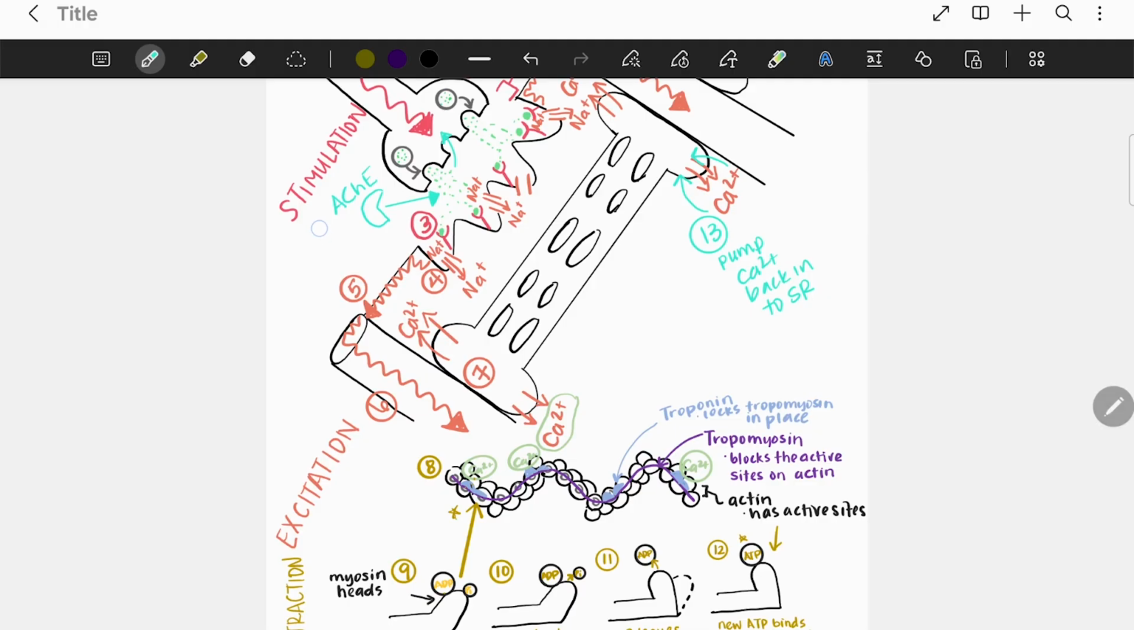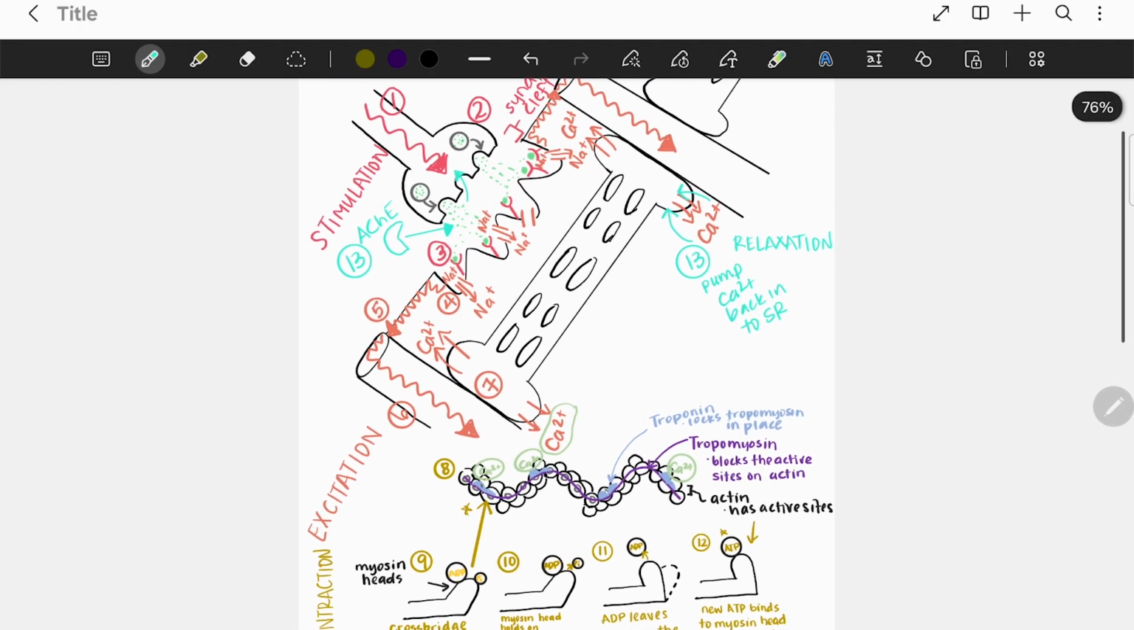So that's going to be the other part of 13. The other part of relaxation involves the breakdown and reuptake of acetylcholine. So we have this reuptake of the calcium ions into the SR, and we have the breakdown and reuptake of acetylcholine into the neuron. So both parts of 13 are going to be called relaxation. So that's the story there. 14 steps broken down into 4 sections. So those 4 sections are stimulation, excitation, contraction, and relaxation.